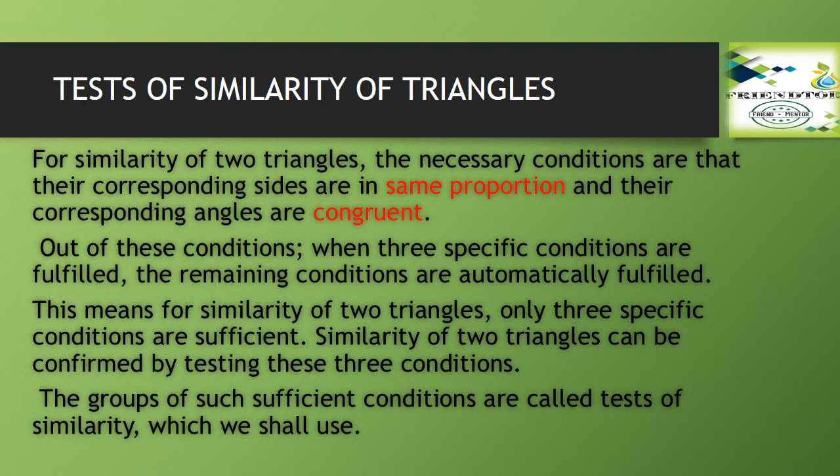Now what are those 3 specific conditions, or the combinations of them, we will see in the tests of similarity. This means for similarity of two triangles, only 3 specific conditions are sufficient. Similarity of two triangles can be confirmed by testing 3 conditions. The groups of such sufficient conditions are called tests of similarity, which we shall use. So those combinations of 3 specific conditions we will call tests of similarity.